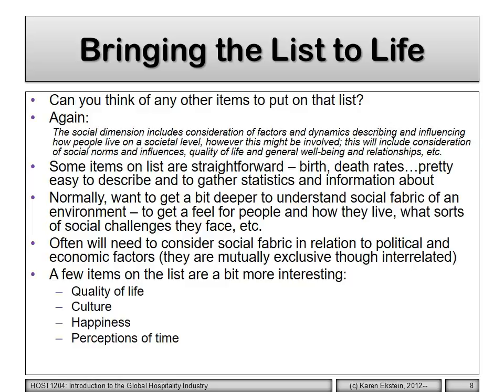So if you want to bring the list to life, you might want to think about other items that we can put on that list. Think to yourself for a moment.